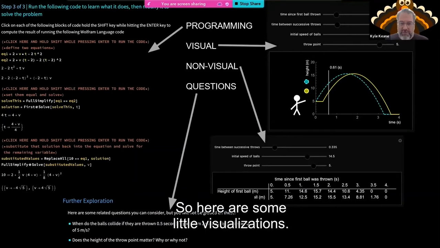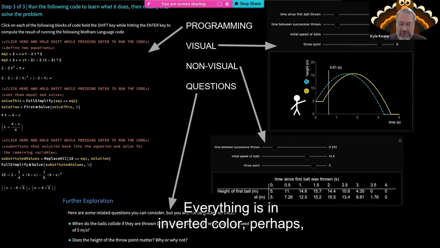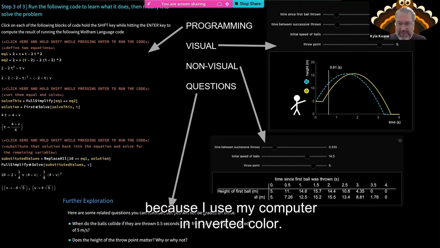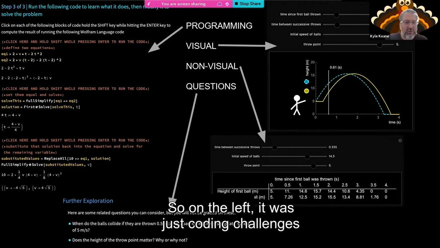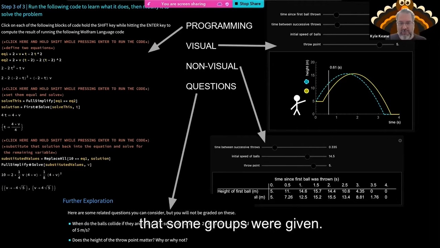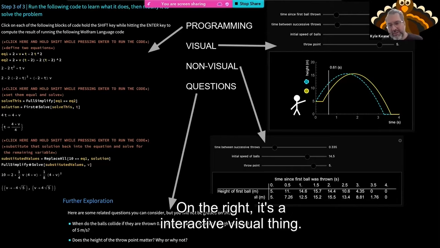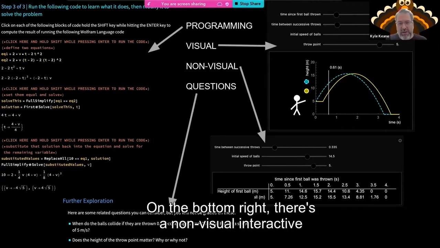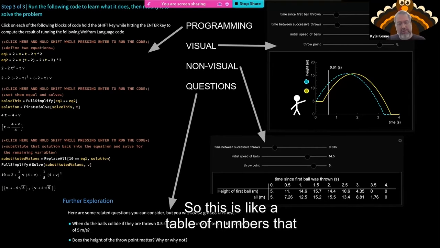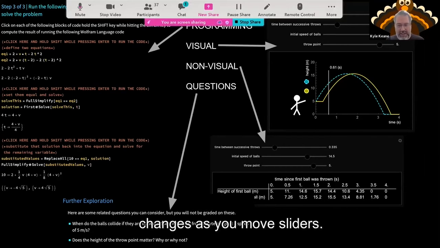So here are some little visualizations. Everything is in inverted color, perhaps because I use my computer in inverted color, so forgive the strange colors if it's uncomfortable. On the left, it was just coding challenges that some groups were given. On the right, it's an interactive visual thing, some type of a plot or an animation. On the bottom right, there's a non-visual interactive component, like a table of numbers that changes as you move sliders.